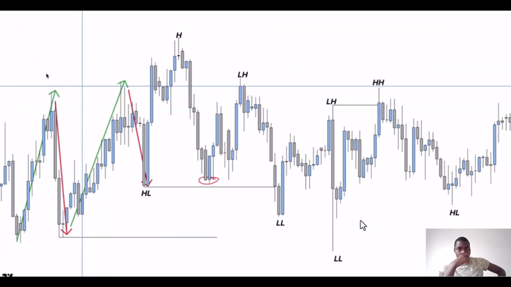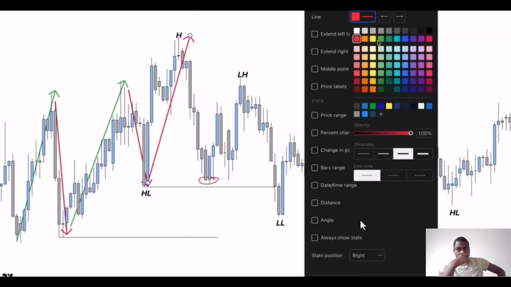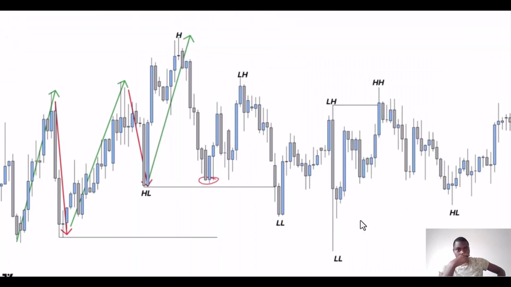So then we get another impulse to the upside from this low to this high. That's going to be an impulsive move or a pro-trend move. Now this is where things get a little bit messier, and this is good to show you.